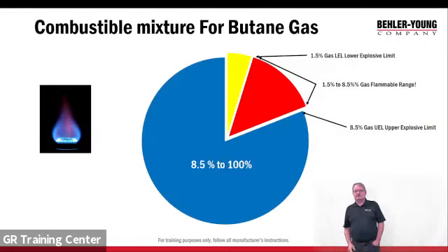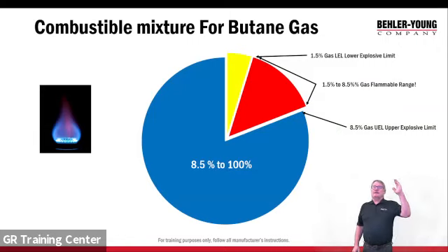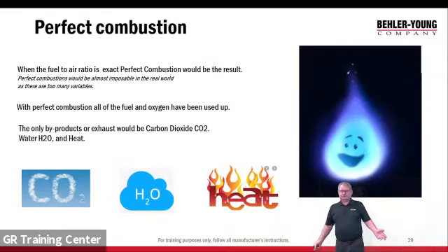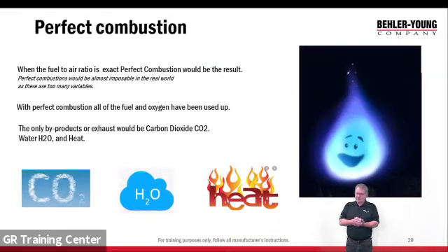Again, the picture is the air in the room. Under 1.5%, it won't ignite. From 1.5 to 8.5, it will ignite. Above that, again, it won't ignite. So it will burn only in that red area, when we have the proper amount of air and fuel to achieve combustion. All right, so that's the lower and upper flammability limits.